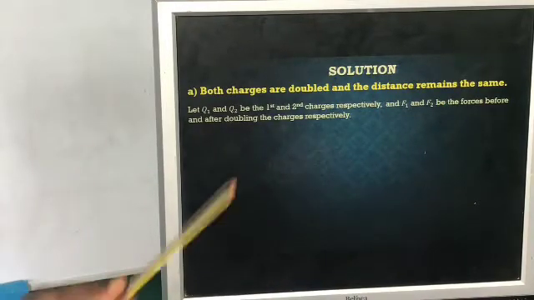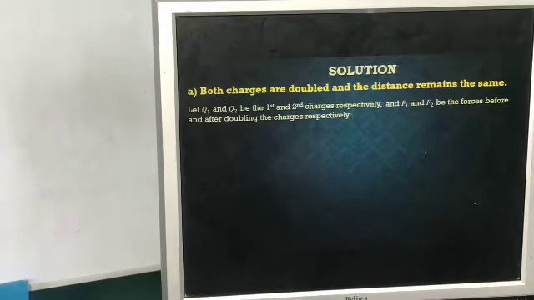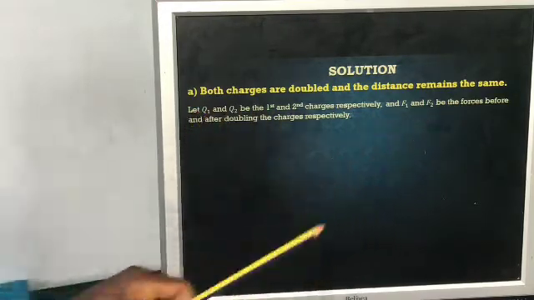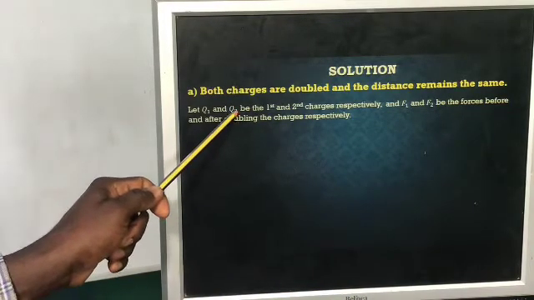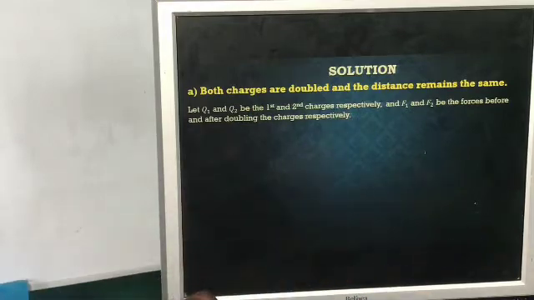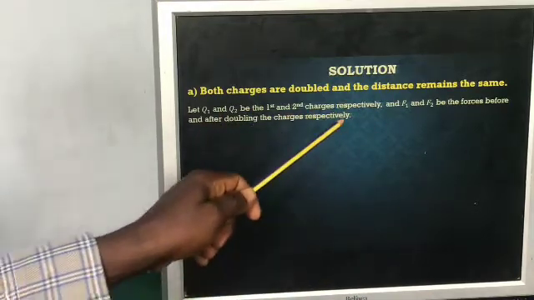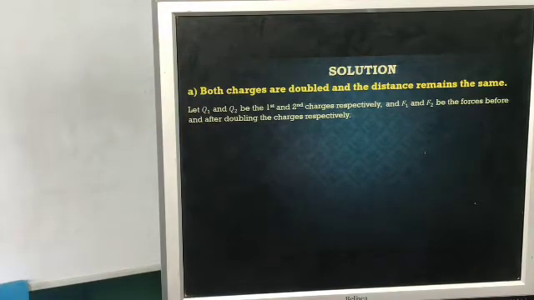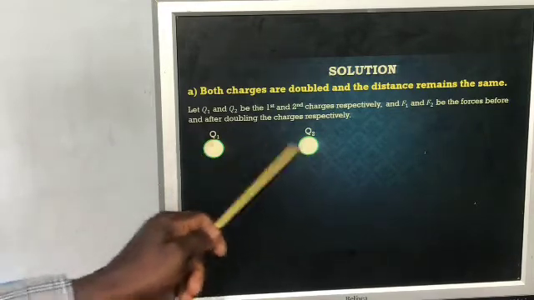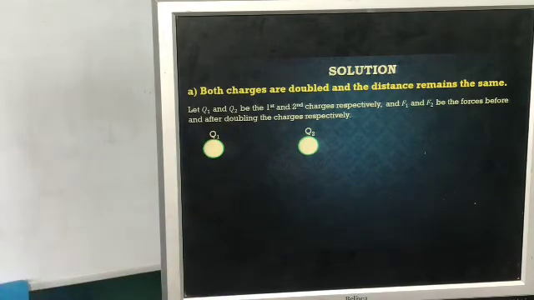Remember that this preamble is going to run through the rest of the questions, so when we get there, this preamble in white will not appear. Keep in your head that Q1 always refers to the first charge and Q2 always refers to the second charge. These two charged spheres are separated by a distance d.